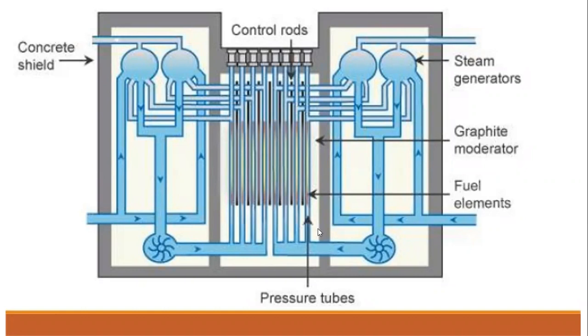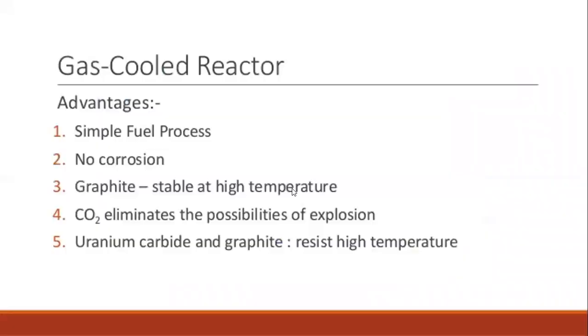Here we are using graphite as the moderator. These are the fuels, and these are the pressure tubes, the light water pressure tubes. This total circuit is shielded with concrete shielding. Next, what are the advantages in the case of gas cooled reactors?